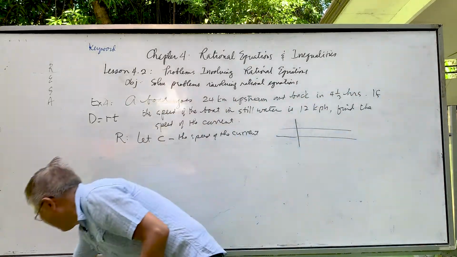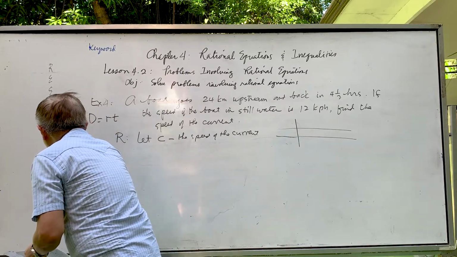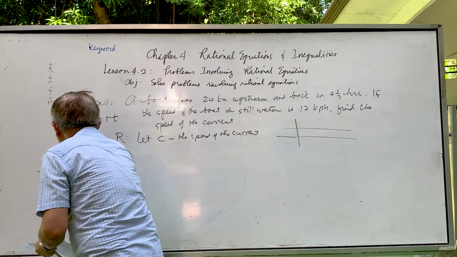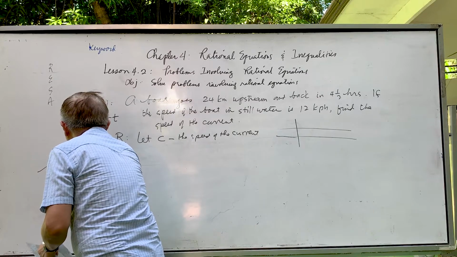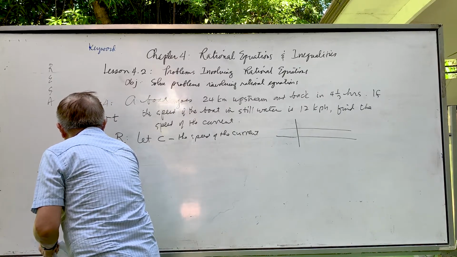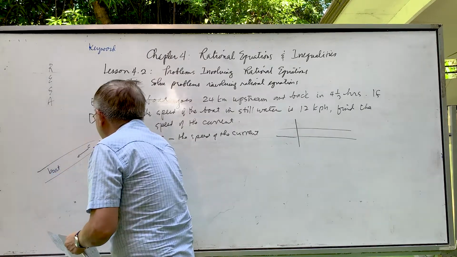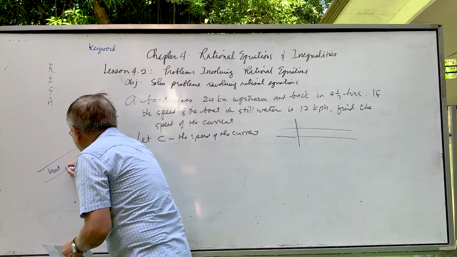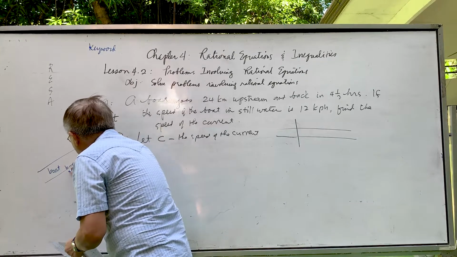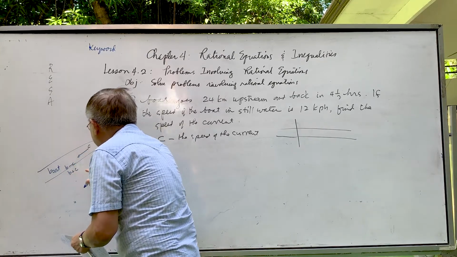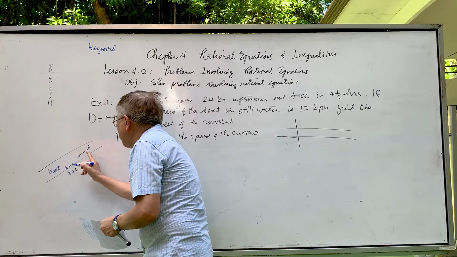So, suppose this is the stream, okay? The speed of the boat in still water will be impeded by a current going down. This is C, and then this is the boat. If the boat is going up, the speed of the boat will be, let's say, B minus C. But if the boat is going down, the speed of the boat will be B plus C. Okay, the current will help the boat go down, but the current will impede the boat going up.